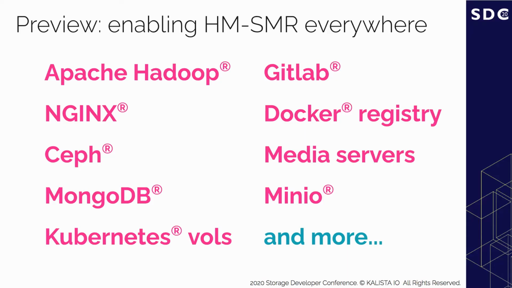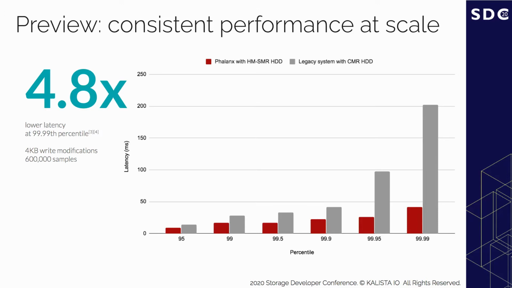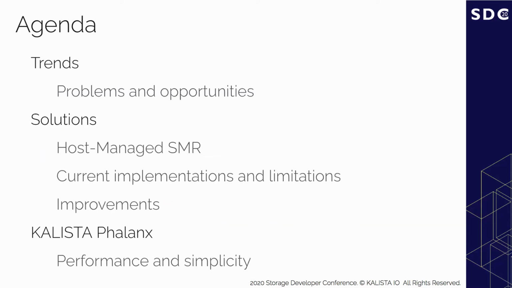Here's a quick preview of what we will cover today. We will see how to enable host managed SMR everywhere, in distributed systems, databases, object stores, and a whole lot more. All without application changes or worrying about kernel version and dependencies. And we will see how, by making a fundamental design decision to be device-friendly, we can enable consistent and predictable performance at scale. But first, let's go over the agenda.